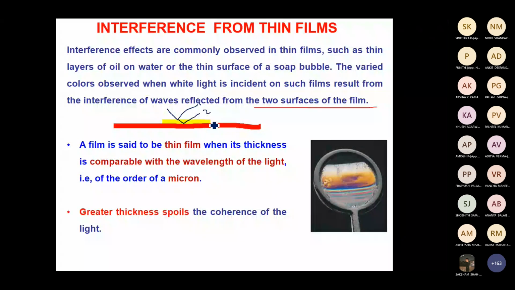The ray 1 and ray 2 will undergo interference and produce a pattern. The different colors you are able to see. Please note this incidence is oblique, not normal. At some angle I have given.